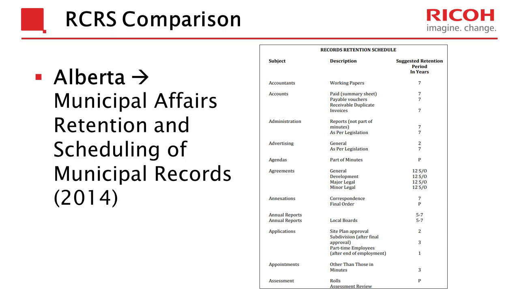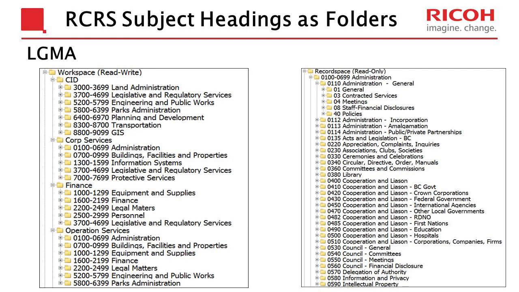Now let's look at how we can actually take these subject matter headings and implement them on an EDRMS. So how will this look when we start organizing our files in an electronic document and records management system? An example would be like this. On the left, we're using LGMA here as our example to organize our files. On the left here, you'll see Workspace. Workspace here is really intended for an end-user facing folder structure.